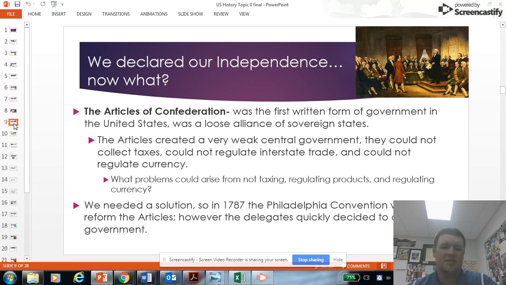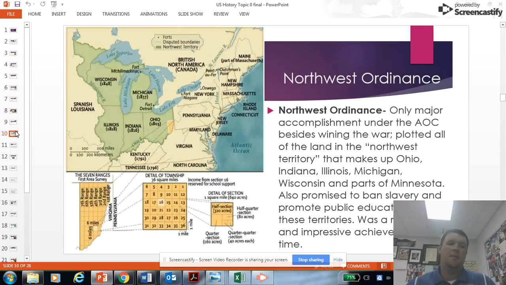So they come together in 1787 in Philadelphia, and they have the Philadelphia Convention, or more popularly known, the Constitutional Convention. So guess what they wrote there? The Constitution. So from the Articles, the delegates quickly realized at the Philadelphia Convention, we couldn't just amend the Articles of Confederation. We had to come up with something new. Okay?